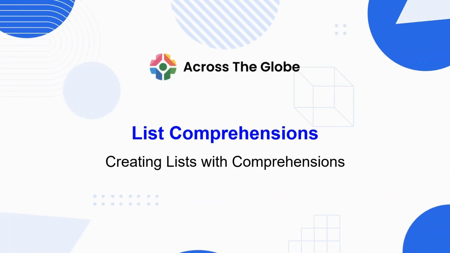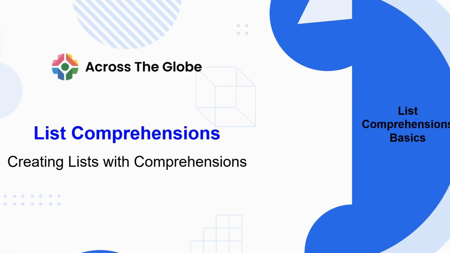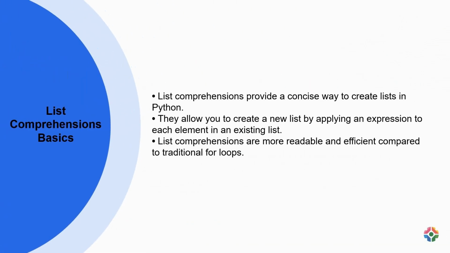Today we will learn about list comprehensions. List comprehensions in Python offer a succinct method for generating lists by applying an expression to every element in an existing list. This alternative to conventional for loops not only enhances readability but also improves efficiency. For instance, consider creating a list of squared numbers from 1 to 5 using a list comprehension.